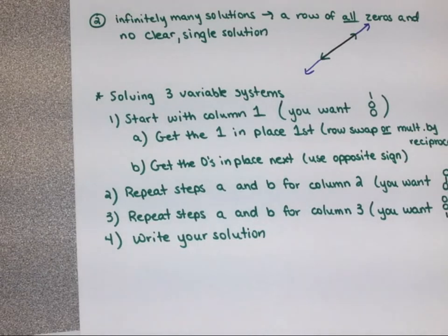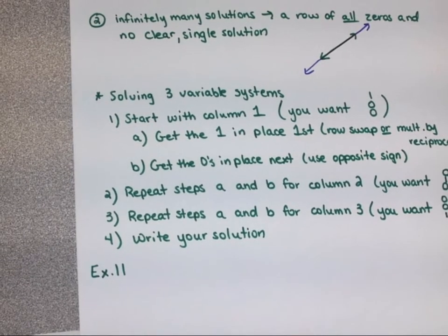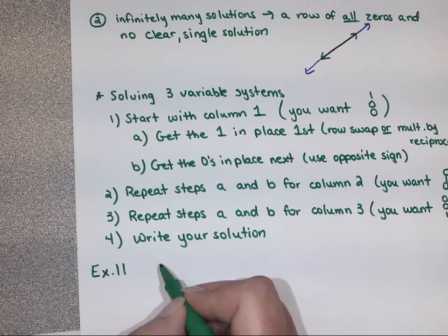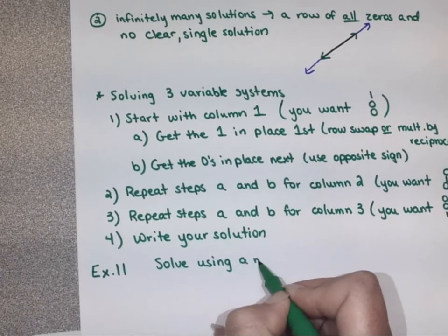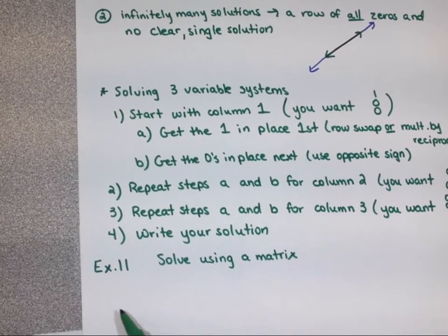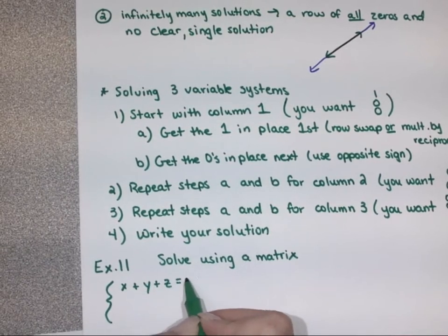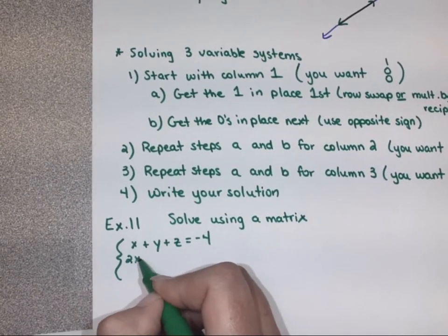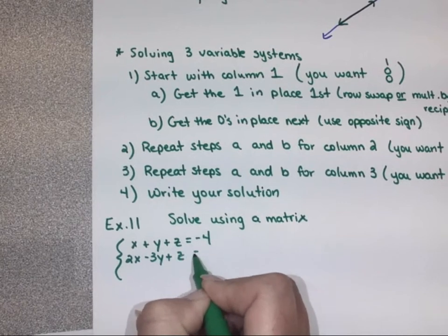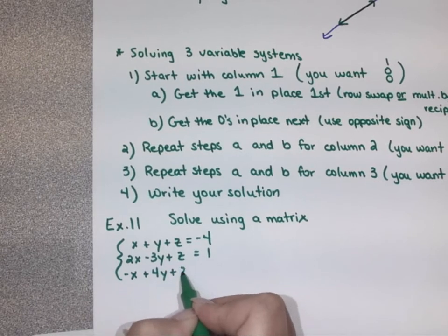Okay, so these are going to take us a minute. They're not going to be just super fast problems. So let's work through one together, and that's honestly probably all we'll have time for today. But let's see if we can finish this one all the way through. So I'm going to have 3 variables and 3 equations. So x plus y plus z equals 4. 2x minus 3y plus z equals 1, and negative x plus 4y plus z equals 5.